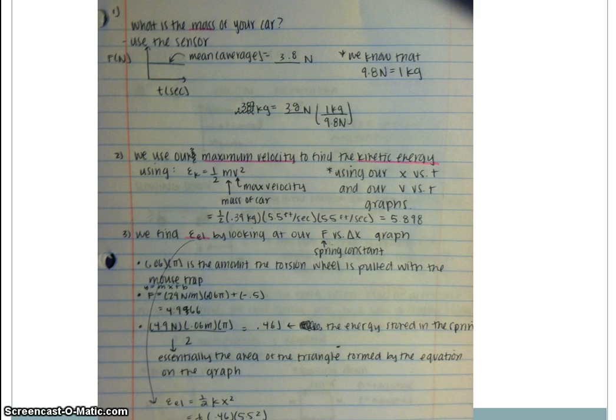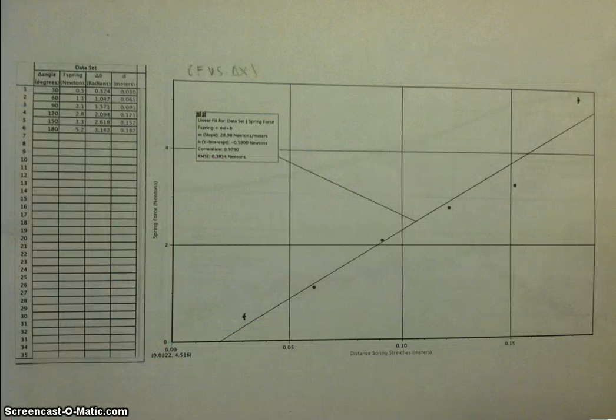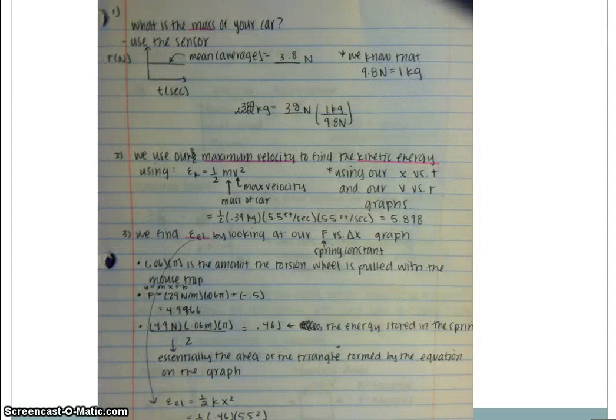This is basically the area found under the equation of the graph, and in my case, it was the area under the triangle. Using this spring constant, I found that E elastic, according to the equation 1/2 kx squared, was 6.96.